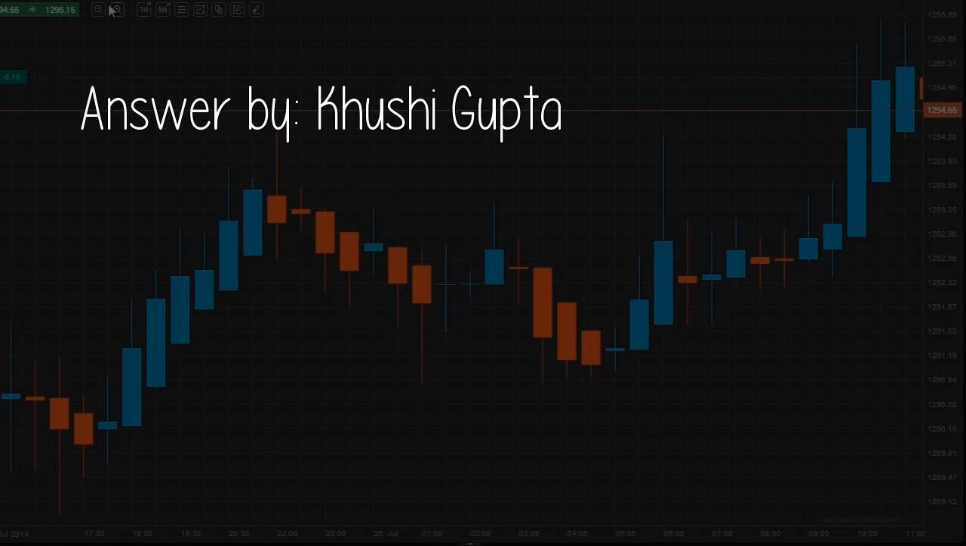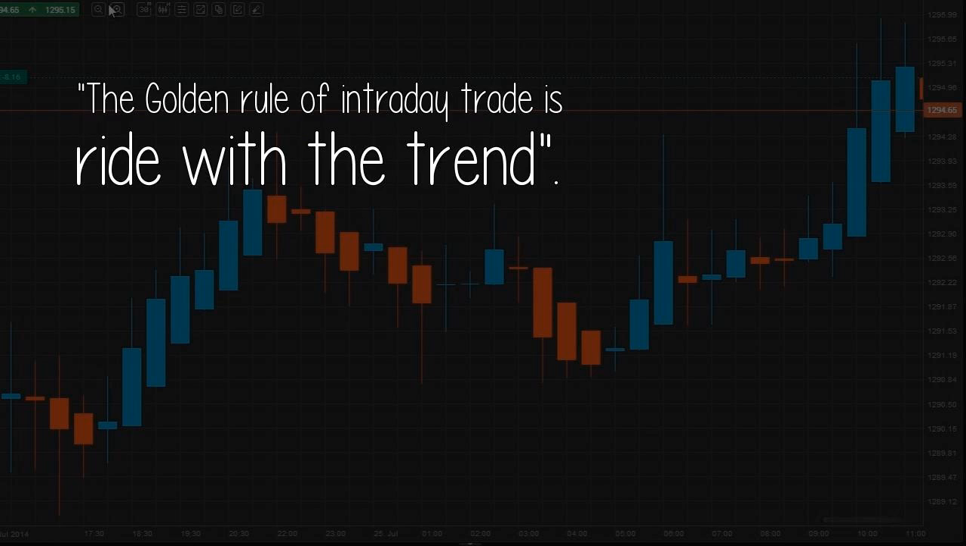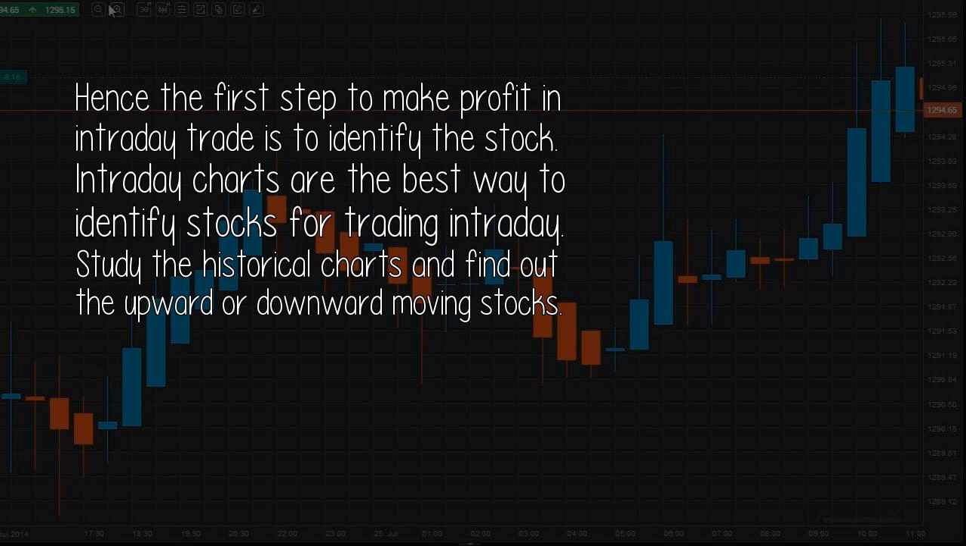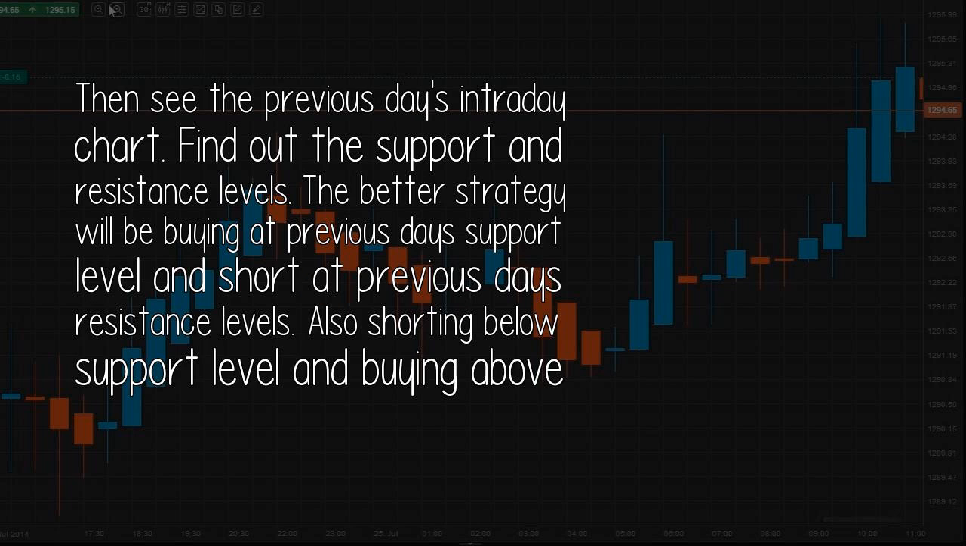Answer by Kushi Gupta. Hi there. The golden rule of intraday trade is ride with the trend. Hence the first step to make profit in intraday trade is to identify the stock. Intraday charts are the best way to identify stocks for trading intraday. Study the historical charts and find out the upward or downward moving stocks. Then see the previous day's intraday chart. Find out the support and resistance levels.